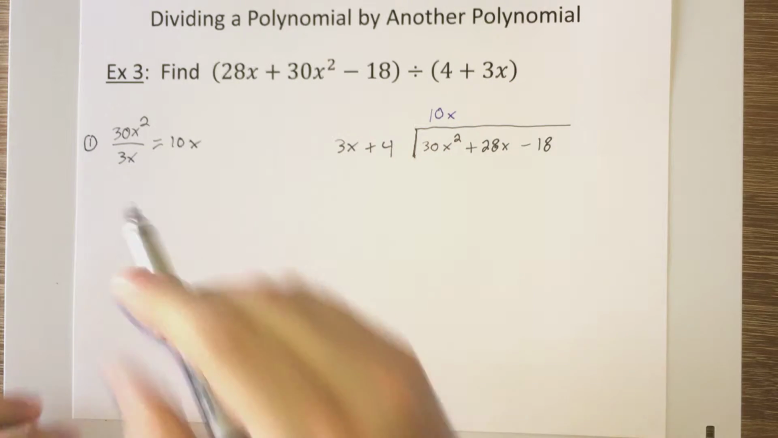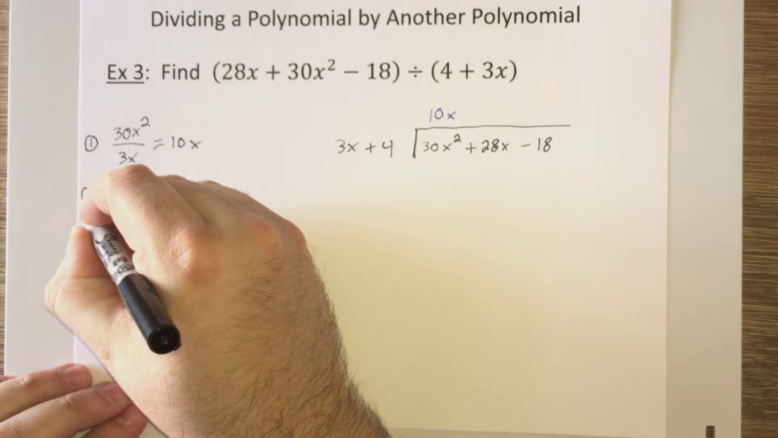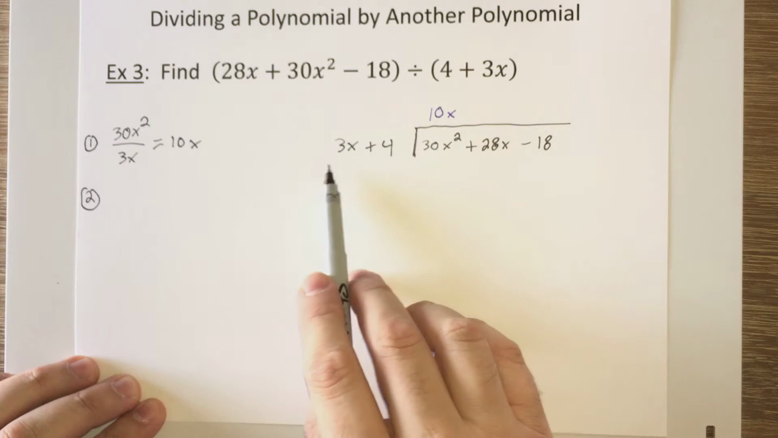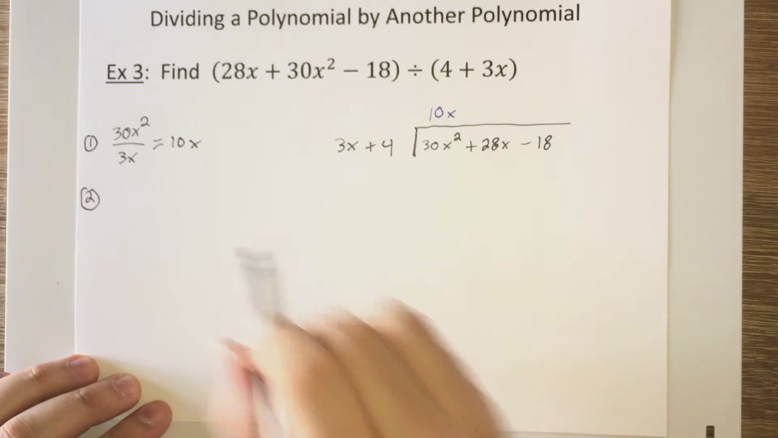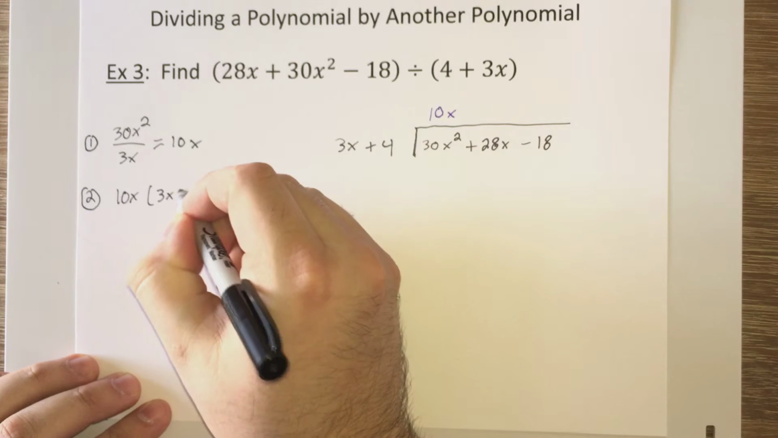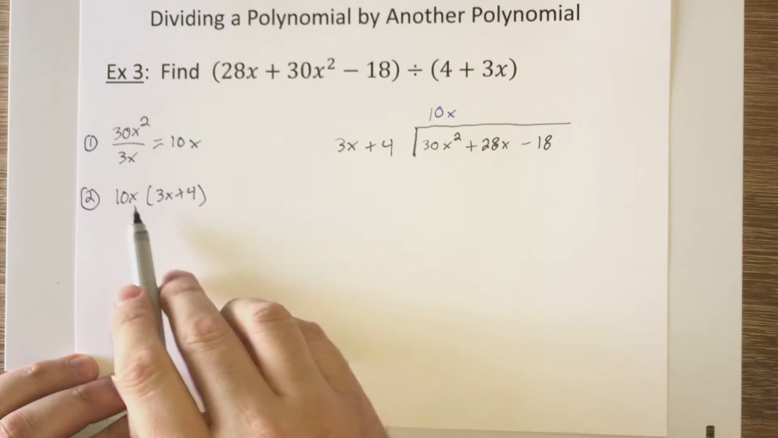Okay, that's the first step of the 3-step process. The second thing you're going to do is take the 10x you just found and multiply it by the entire polynomial here on the left side. So you can do 10x times 3x plus 4.